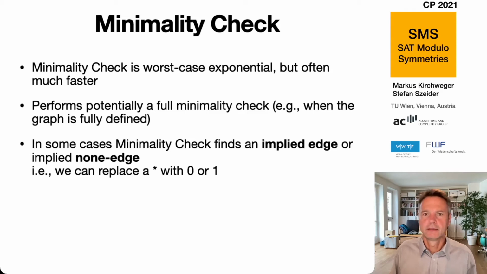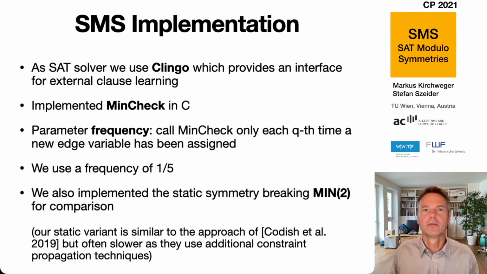And in some cases, this minimality check finds an implied edge. So it finds somewhere a star where, under the assumption that the current graph is lexicographically minimal, it knows that this star must be a 0 or the stars must be a 1. So it not only rejects a partial graph, but it can also learn that there is an implied edge or an implied non-edge.